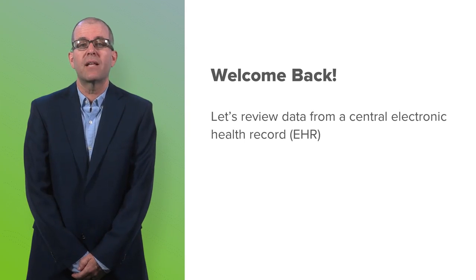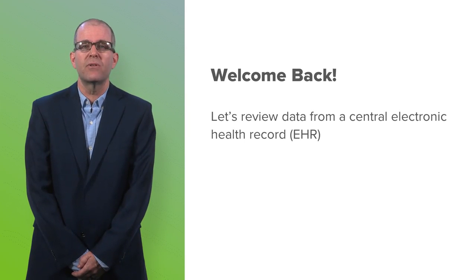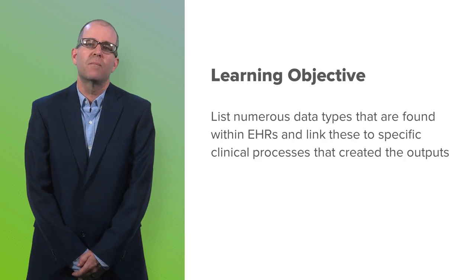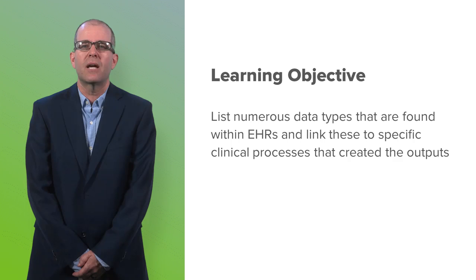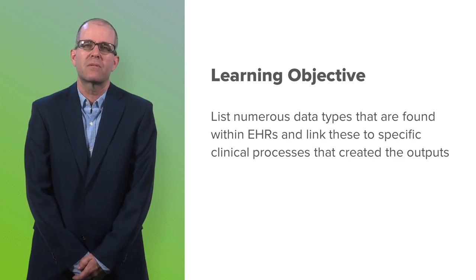Welcome back. In this lesson, I will talk about data from a central electronic health record. These are often called electronic health record systems, or EHRs. The main purpose of these systems is to document and to manage patient care, yet you will soon see that organizations have different types of EHRs and there are numerous types of data contained within these systems. Once the lesson is complete, you will be able to list numerous data types that are found within EHRs and link these to specific clinical processes that created the outputs.